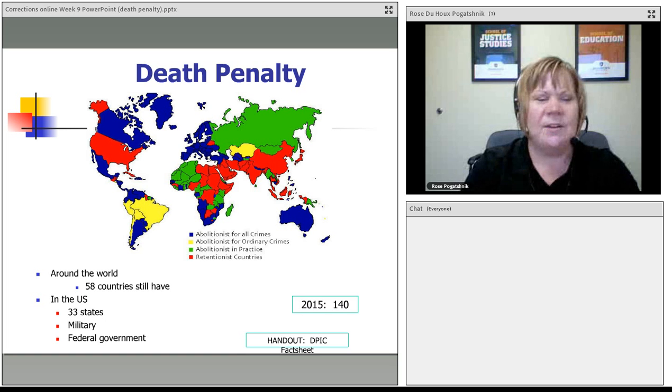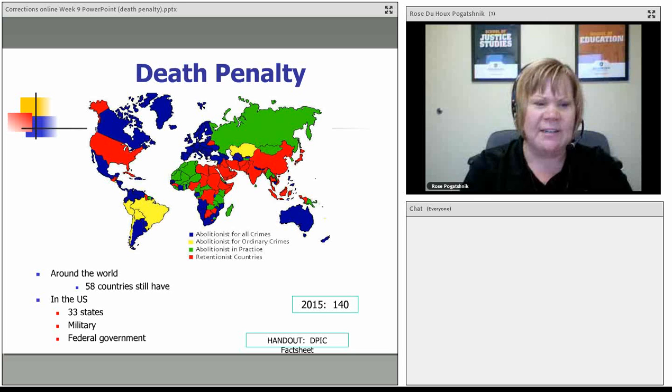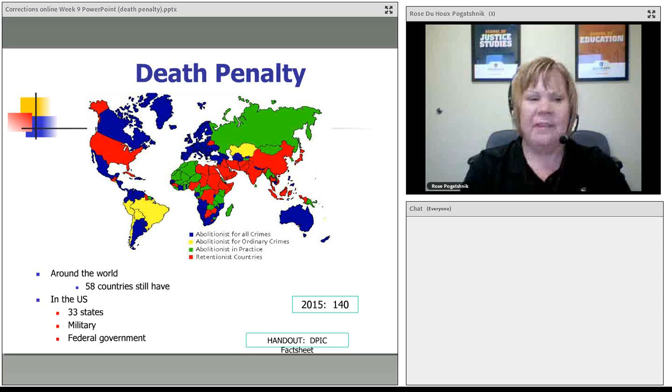Hello, let's jump right in and talk about the death penalty. Probably one of the most controversial issues in the criminal justice system today. Now, this first slide, every time I teach this class, I need to update because literally these statistics continue to change. So this is the most recent map that is available.